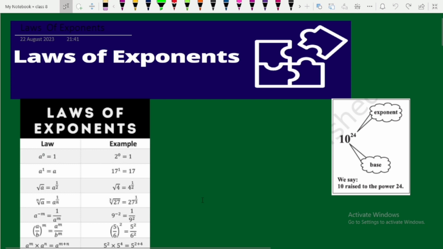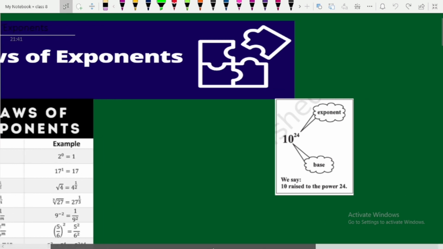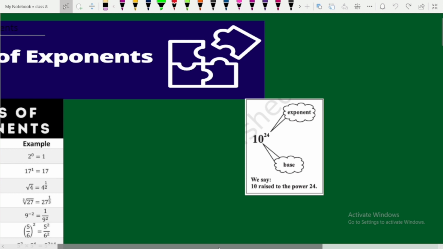Today we are going to learn about laws of exponents of class 8. Before we start with laws of exponents, we will understand what exponents are. For example, if you write a number 10 raised to 24, here we call this 10 the base, and this 24 we call the exponent.